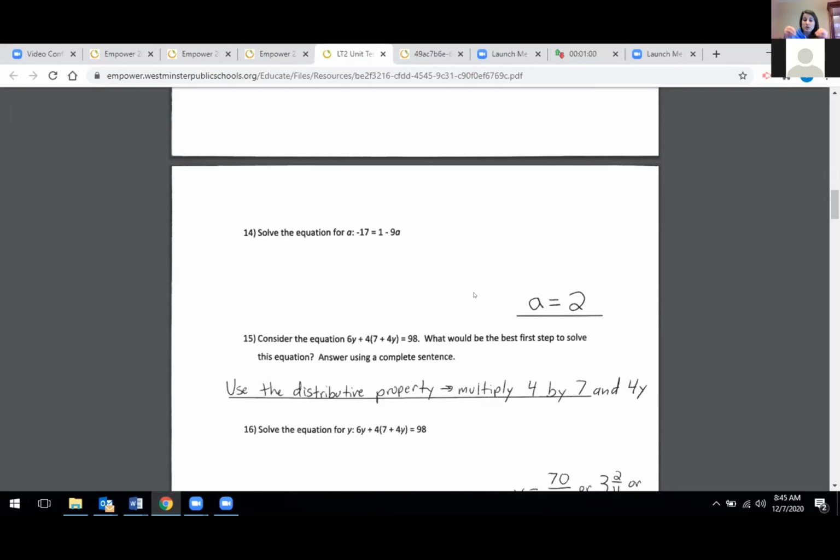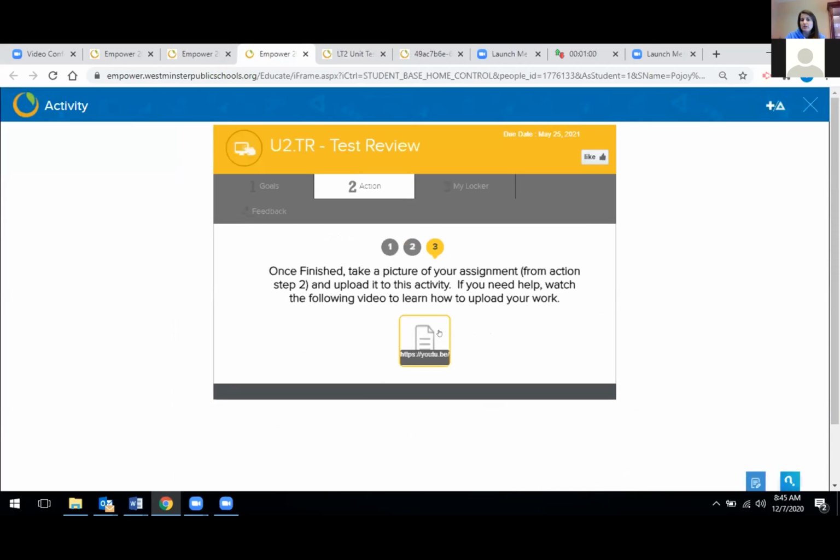Okay, but I would strongly recommend that you show all your work on a separate sheet of paper, take a picture, email it to me, or attach it here, because I can use that as evidence for you if you are close to passing the unit test, which leads to the last piece.